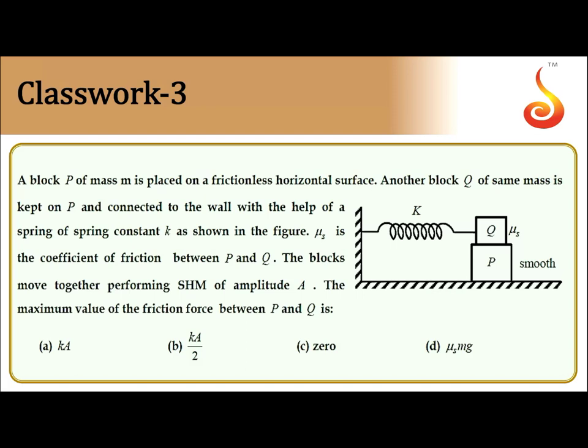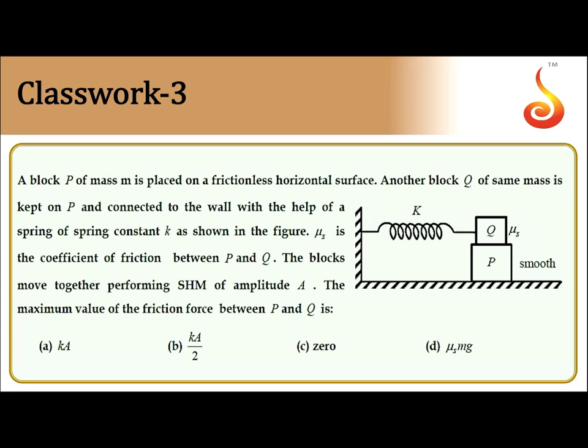A block P of mass M is placed on a frictionless horizontal surface. Another block Q of the same mass is kept on P and connected to the wall with the help of a spring of spring constant k as shown. Mu is the coefficient of friction between P and Q. The blocks move together performing SHM of amplitude A. Now, the maximum value of friction between P and Q is? Simple problem, appears to be complicated, that's not the case. Simple.